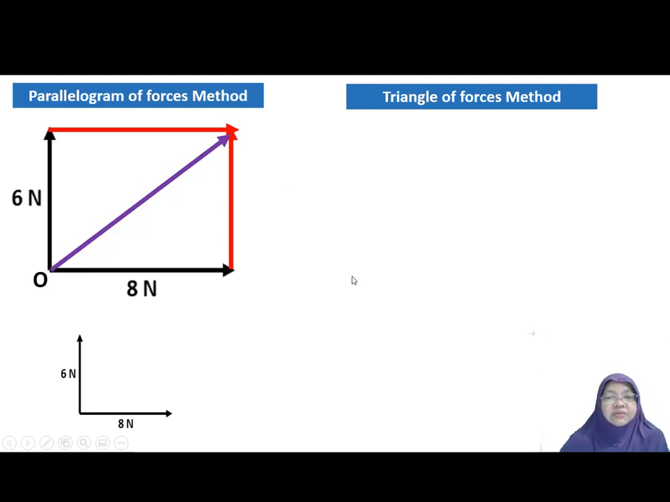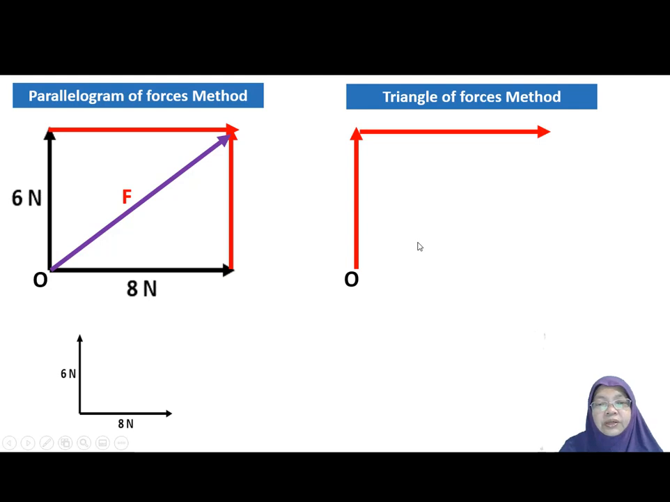Okay, the next one is the triangle method. Triangle method is actually part of the parallelogram method. Okay, so what we do is we start with, okay, this is F, resultant force. So we start with 0, 0, and then we choose, let's say we want to start with 6 Newton. Okay, so this is the 6 Newton. And then we want to sum with the 8 Newton. So this time 8 Newton we put here.